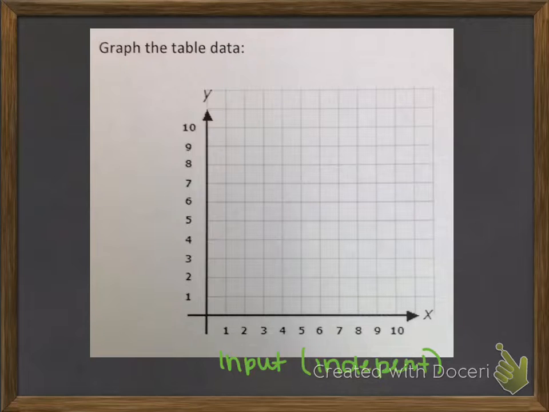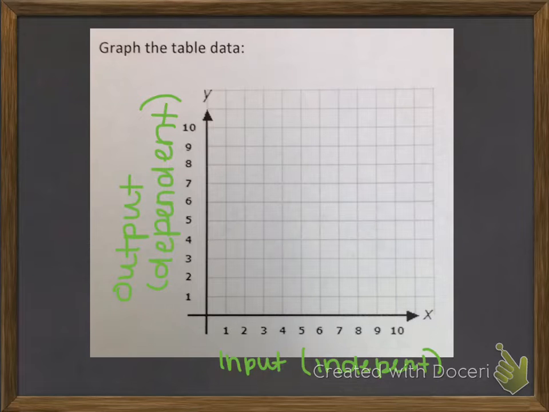And if you look at your table under the output, you'll see a Y, which means we need to label the Y-axis of our graph, output, and in parentheses, I'm going to put dependent, and you should do the same thing as well.